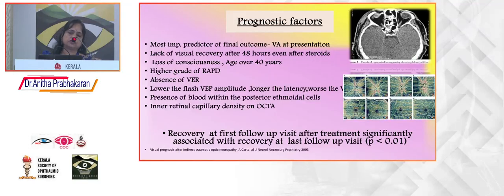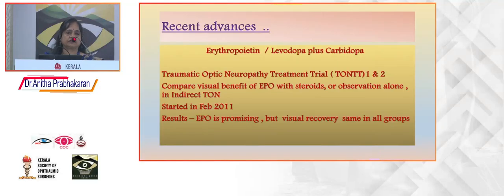The most important predictive value is visual acuity at presentation, and any lack of visual recovery after 48 hours, even after steroids, is a poor prognosis. Other poor prognostic factors are loss of consciousness, age over 40 years, high grade of RAPD and absent visual evoked response. The lower the flash VEP amplitude and the lower the latency, the worse the prognosis. Presence of blood within the posterior ethmoidal cells, and an OCTA showing poor inner retinal capillary density are all poor prognostic factors.